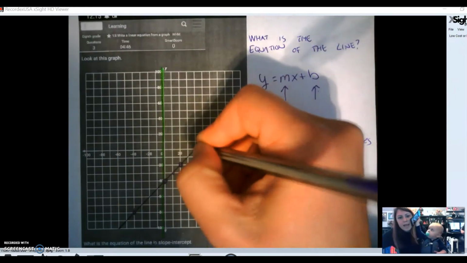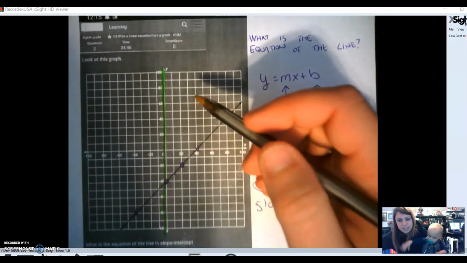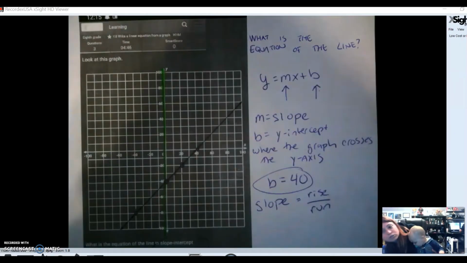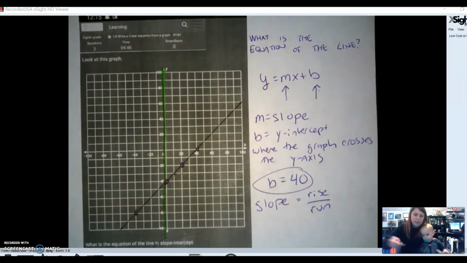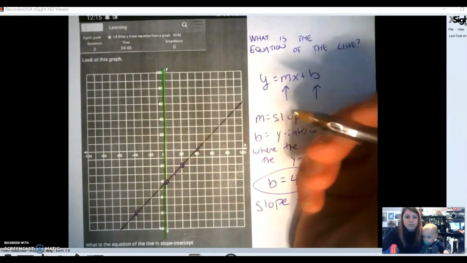So anywhere that your graph crosses... oh, the mouse just threw my phone at my face. There you go, honey.